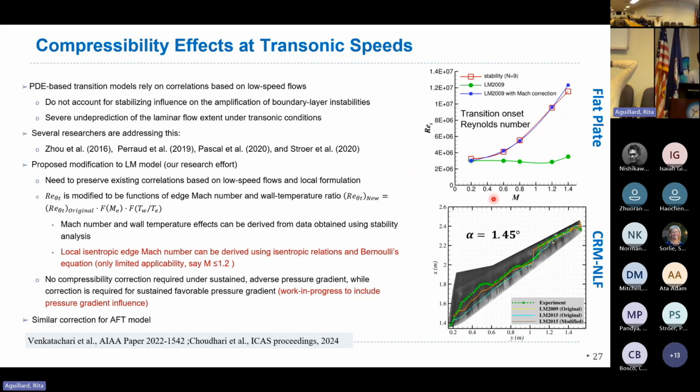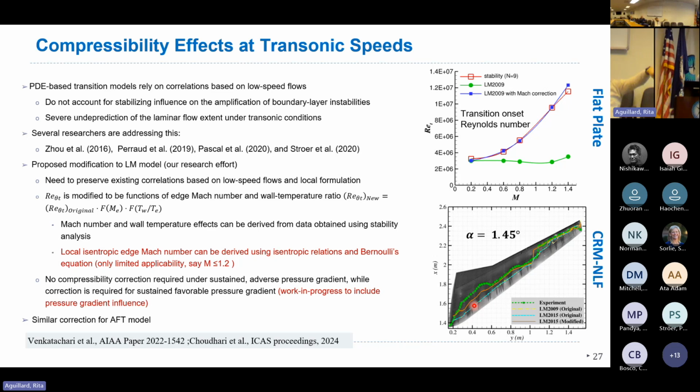Another important thing is, for example, if your Mach number increases but you have an adverse pressure gradient, that cancels out the stabilizing effect, so you would not want to apply the correction. So you'll also have to fold in the pressure gradient parameter, which is what we are currently working on. This is one result where we are showing it without the pressure gradient effect, but just with the Mach number, and you can already see that this blue line now jumps up closer to what should be the actual line.